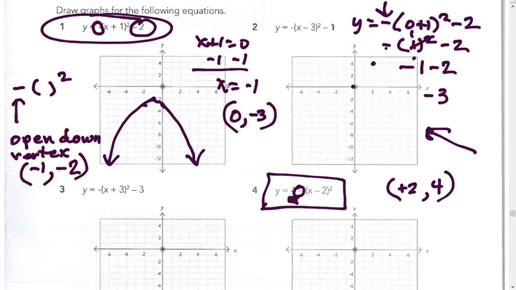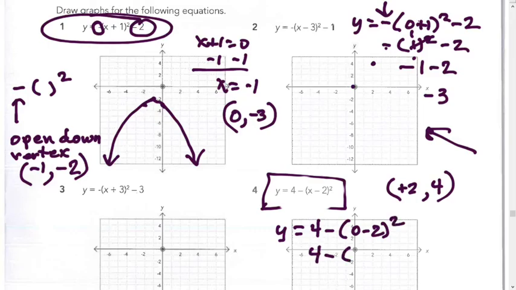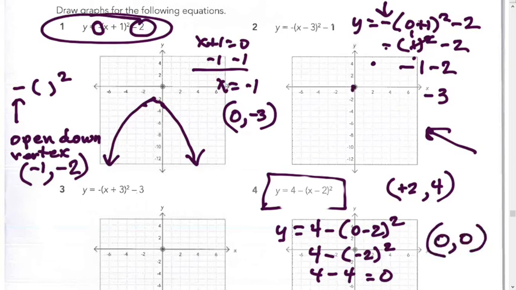Again, I like to choose 0 as my test point. So just plug that in. y equals 4 minus (0 minus 2) squared. 4 minus negative 2 squared is 4 minus 4, which equals 0. So that means it's giving us the point (0, 0), which is the origin.